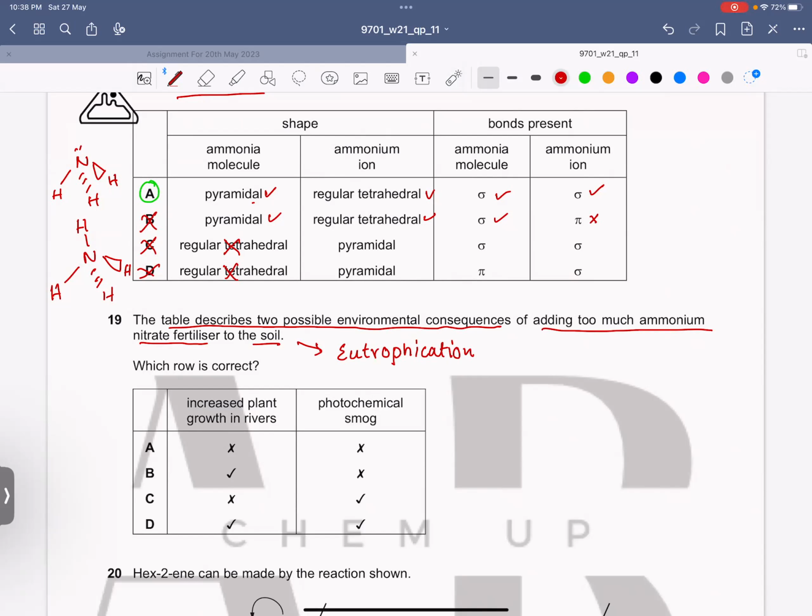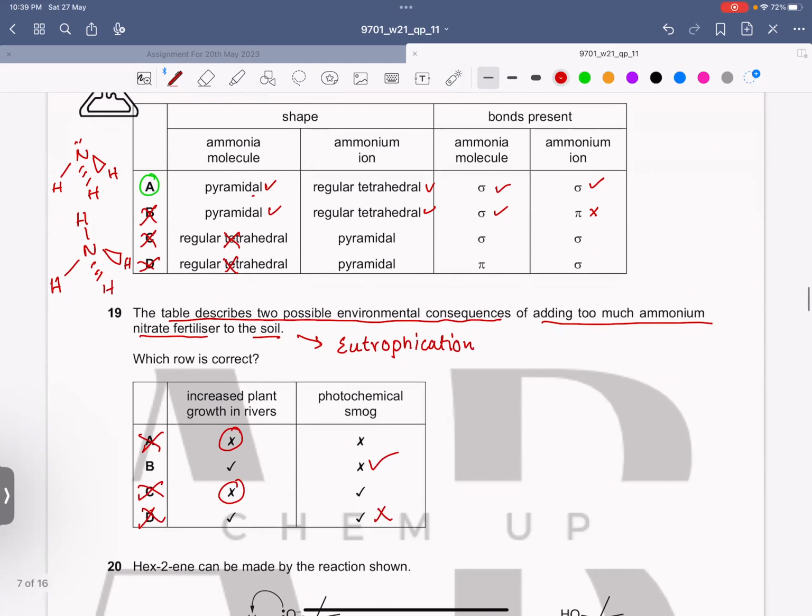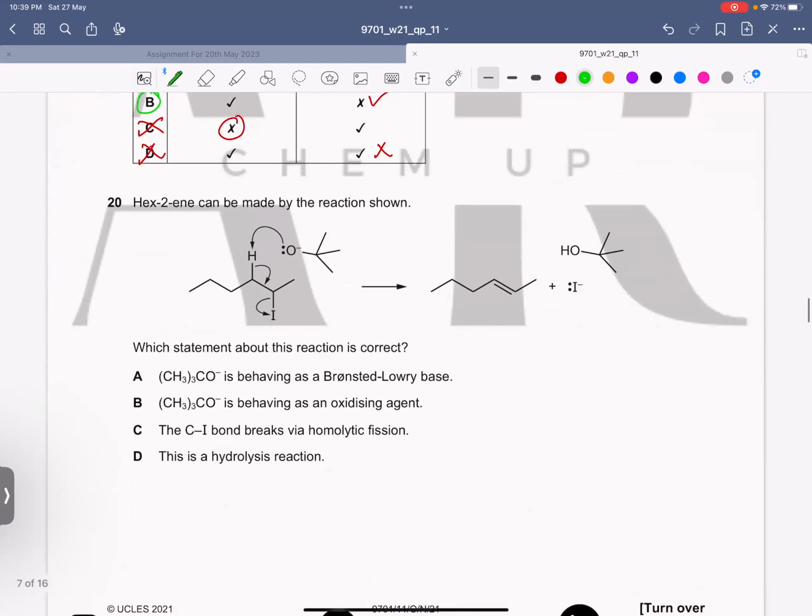So when there are more nitrates or fertilizers in the soil and they leach out to a nearby water reservoir, there is increased growth of plants in rivers, which makes A and C wrong. And remember, eutrophication doesn't cause any photochemical smog. So D goes wrong as well, and B is the correct answer. And remember, eutrophication is not part of the syllabus anymore. Okay. Now question number 20.